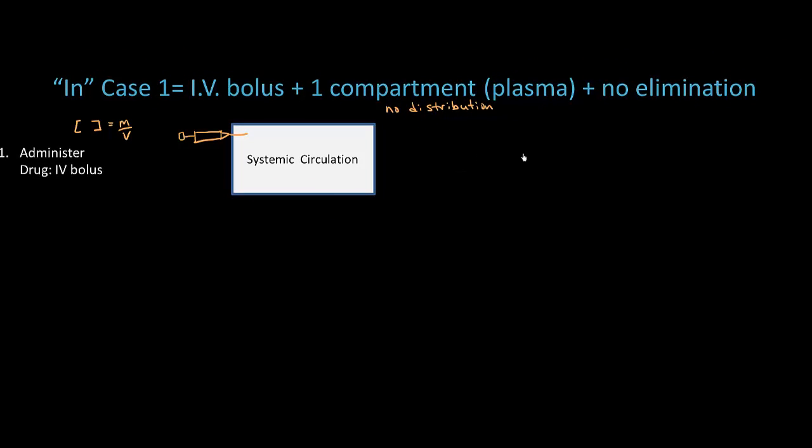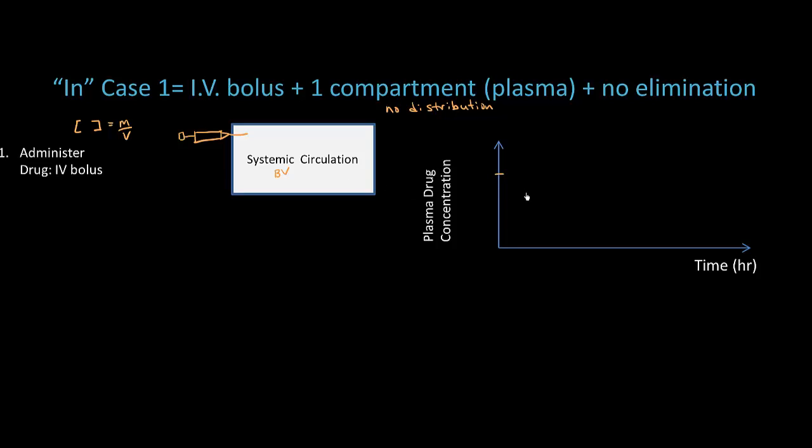So what we want to do is draw a little graph. And on the y-axis of this graph, we're going to put the plasma drug concentration. And on the x-axis, we're going to put time. And so if I was going to draw a graph here, I would say I gave a fixed amount of drug, a certain amount, and it goes into our systemic circulation. So this is, let's say, our blood volume or our plasma volume. And it has nowhere to go.